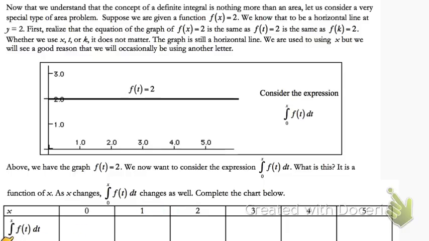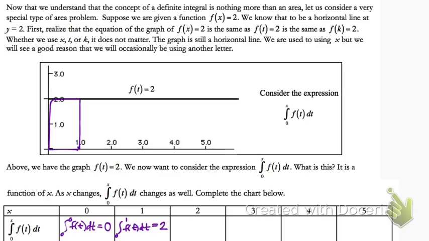So let's complete this chart. The first one will be the integral from 0 to x, and here's all of our x values that we're going to plug in. If the first x value we're going to plug in is 0, then this integral would be the integral from 0 to 0 of f of t dt. Well, we already talked about how an integral from one number to the same number doesn't go anywhere, therefore the area under the curve is 0, so that would be 0. For 1, the integral from 0 to 1 of f of t dt is this rectangle right here, which has an area of 2 units.